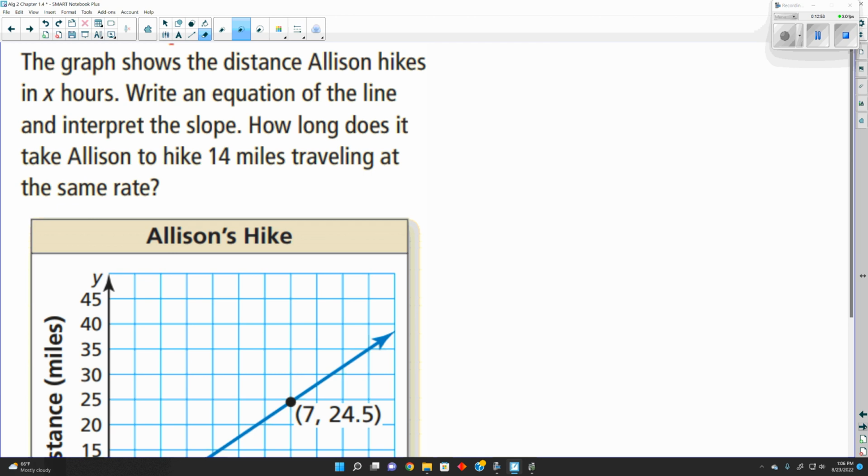Not a good thing. All right, we have 2 problems left and then we are done for today. We got 2 left. So we have this one and one more. Now when we look at this one here, the graph shows the distance Allison hikes in X hours. Write an equation of the line and interpret the slope. How long does it take Allison to travel 14 miles? Traveling at the same rate.